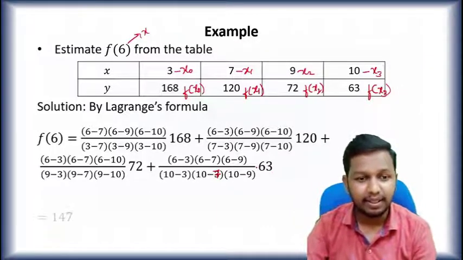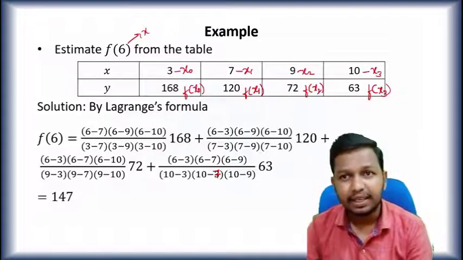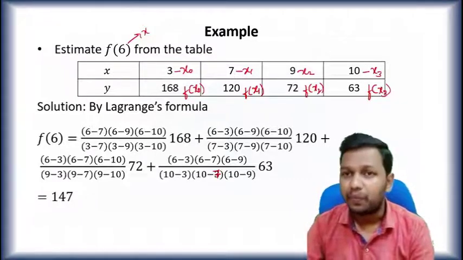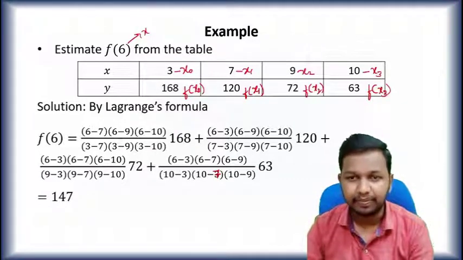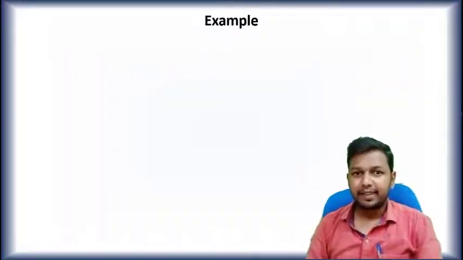On simplifying this, we get f of 6 as 147. Let's see another example.